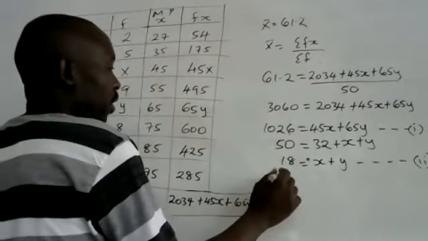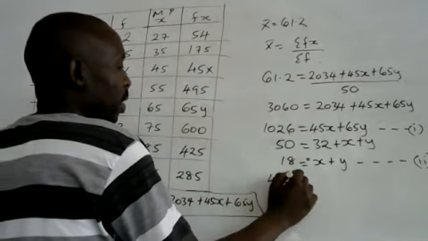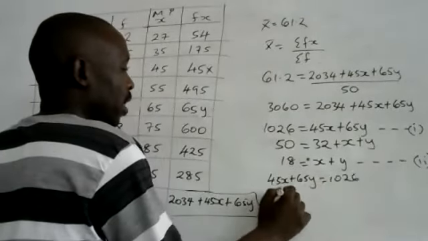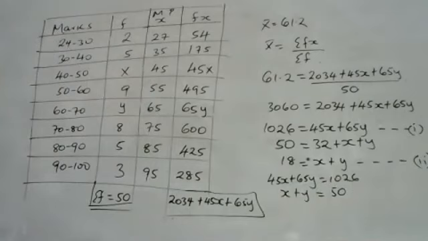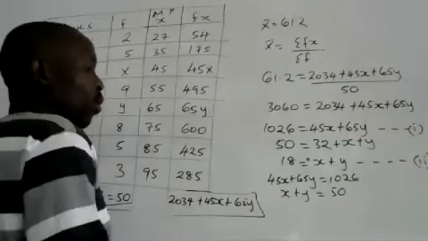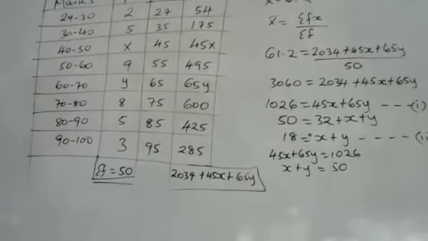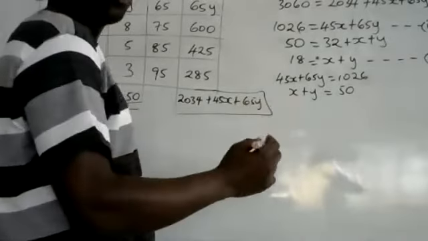You can come here and say 45x plus 65y is equal to 1026, and x plus y is equal to 18. You can use any of the methods that we know. We have talked about the matrix method, we have talked about elimination, substitution, all of them. So, what are we supposed to do in this case? Let me use the substitution method.